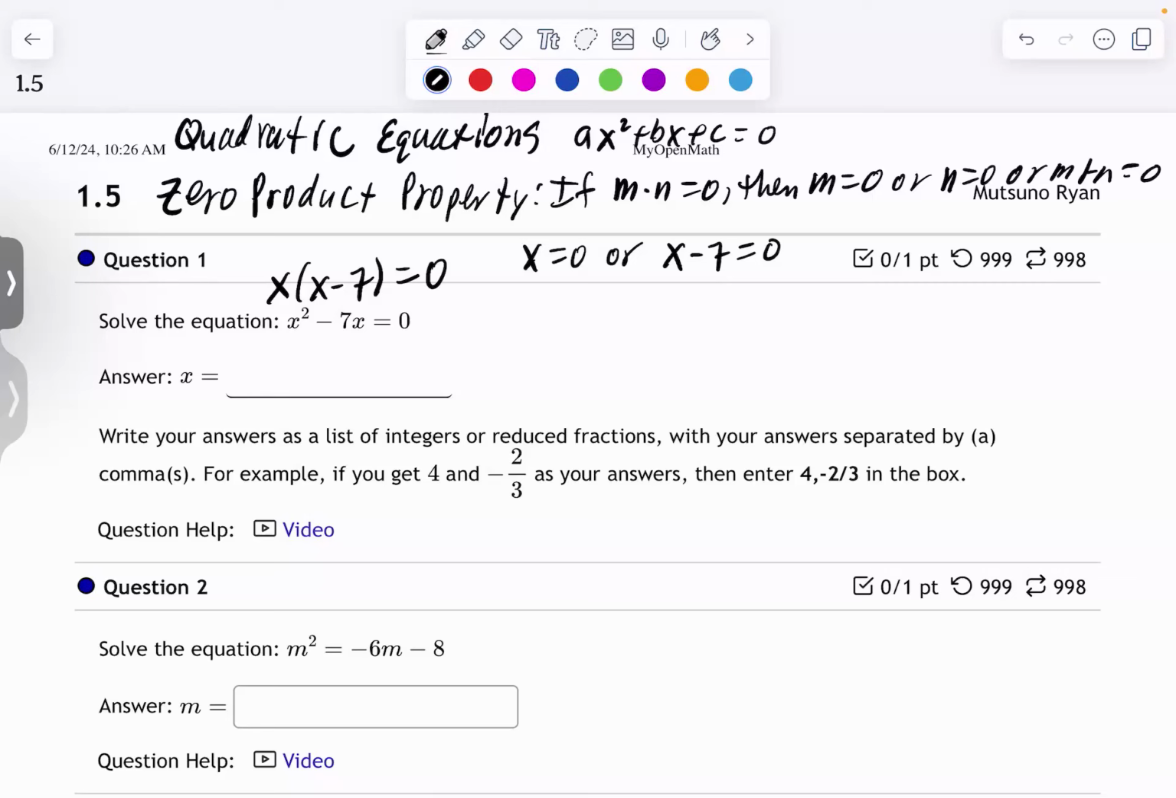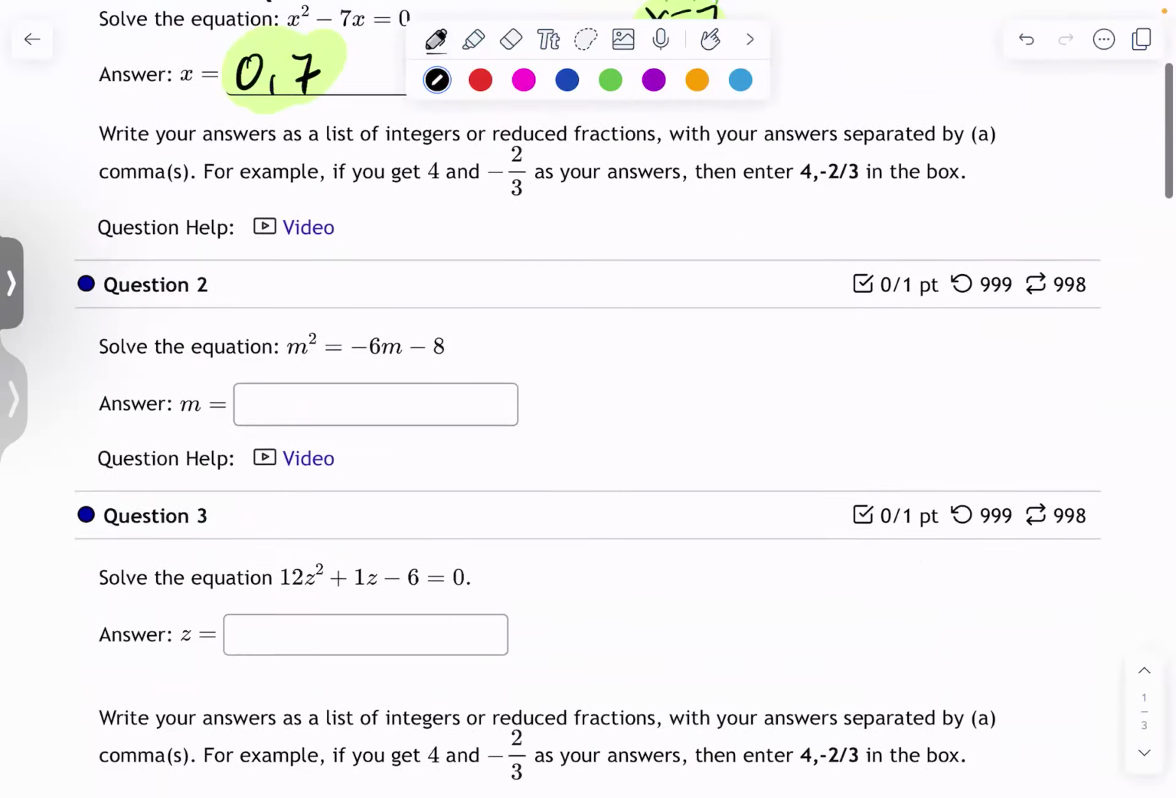So x minus 7 equals 0, so I'm going to add 7 to both sides, so x equals 7. My two answers are here and here. And they do ask you to separate them with commas. This is OpenMath asking you to do this.